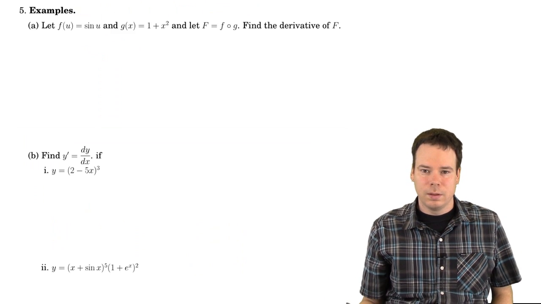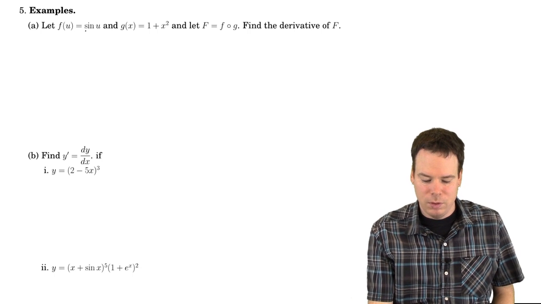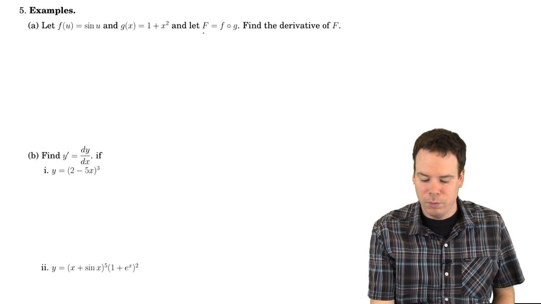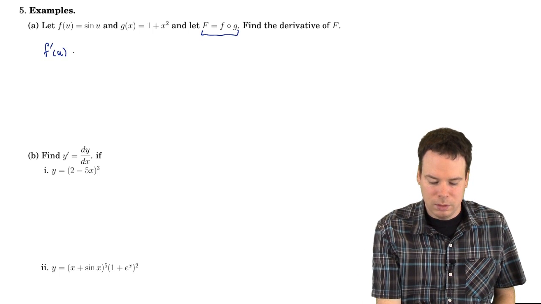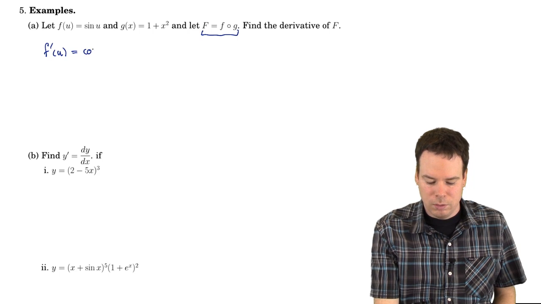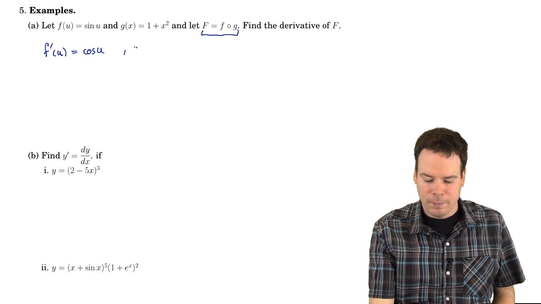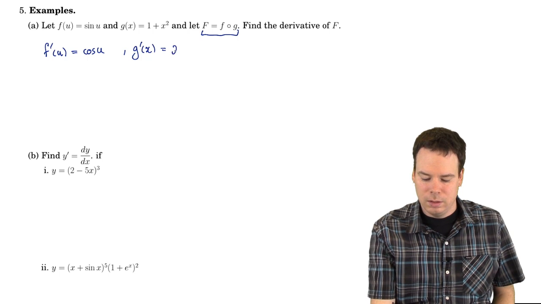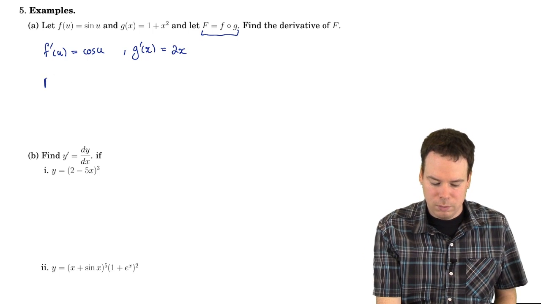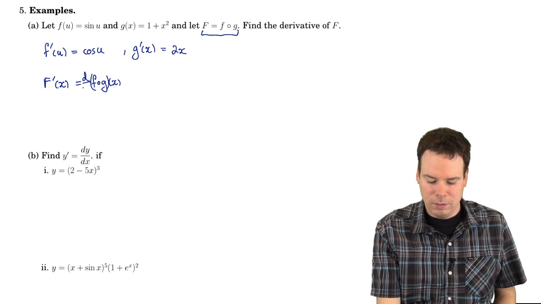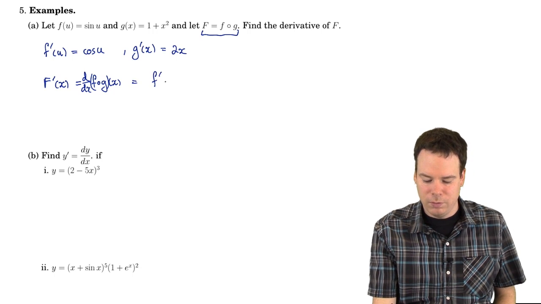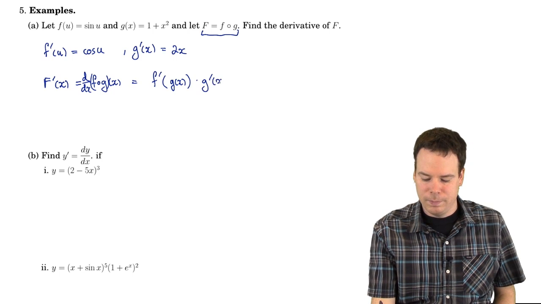the chain rule. So in this first example, we have f of u is sine of u and g of x is 1 plus x squared, and we're going to look at what the derivative of the composition of f with g is. We're going to need to know the individual derivatives. So the derivative of f is the derivative of sine, which is cosine of u in this case, and the derivative of g is 2x. Now having those, we can compute the derivative of the composition. The composition, which was f composed with g at x, its derivative is the derivative of the outside function evaluated at the inside function times the derivative of the inside function.